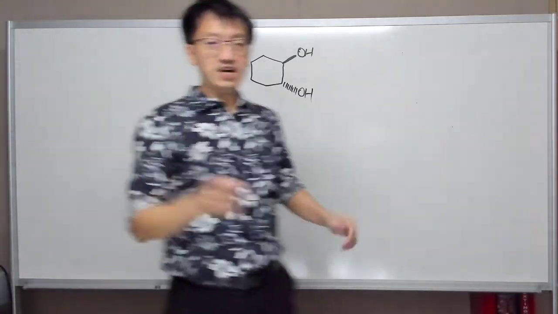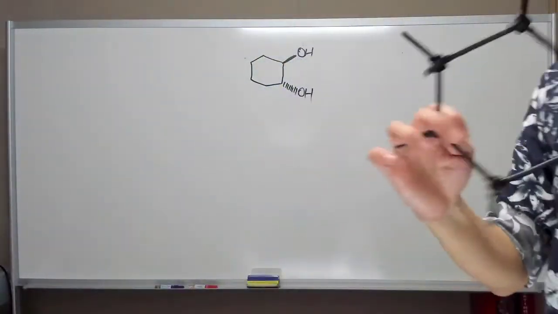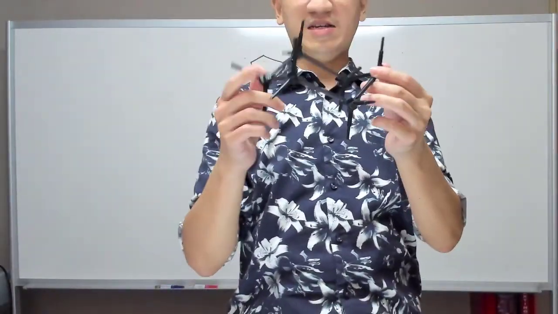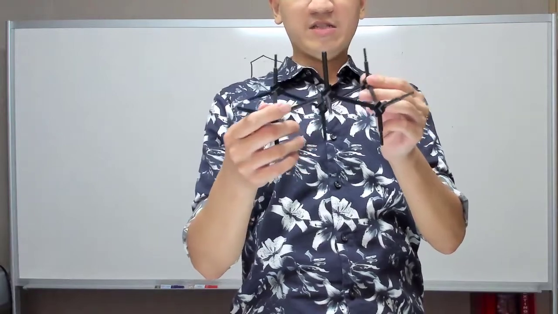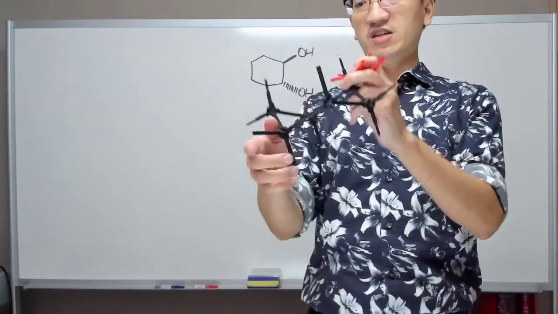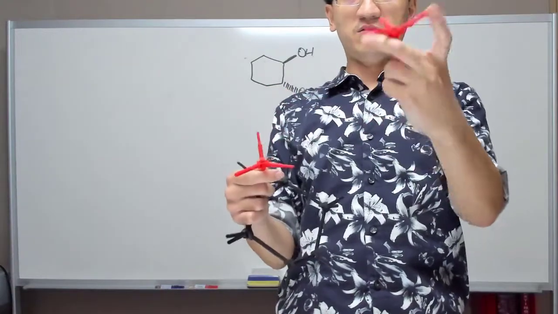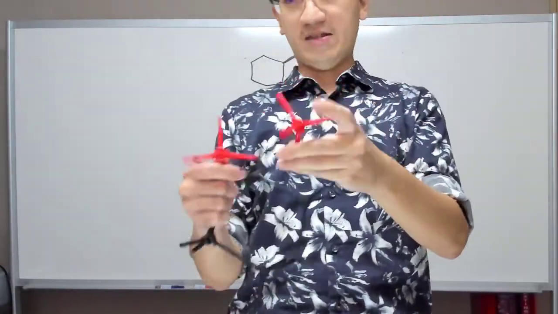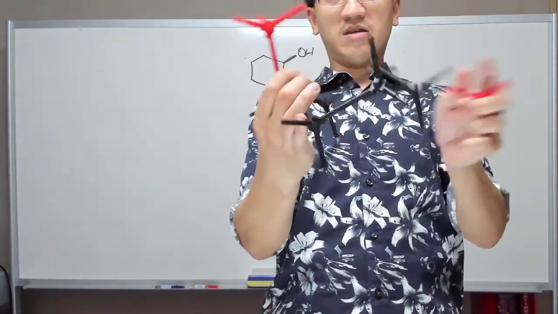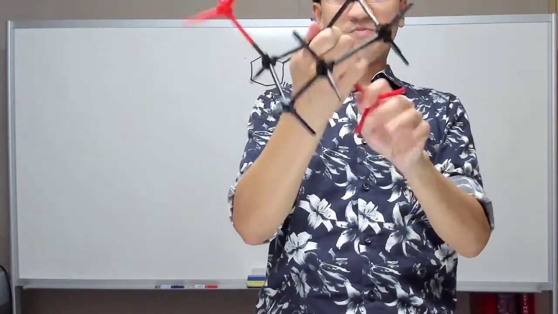Right now, again, I'm going to use the model. It's the same model I'm going to use, but I'm going to put in the substituent. So what kind of substituent am I putting in? I'm going to put in the OH substituent. Oxygen is normally represented with red, so I'm going to put one on top like this, and another one below.